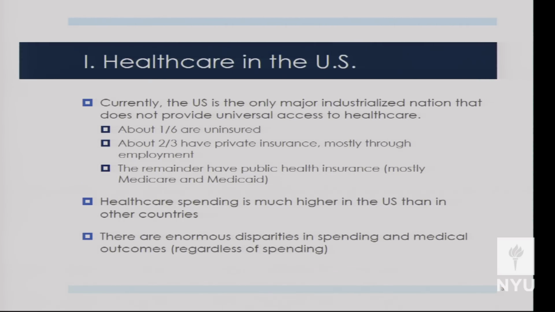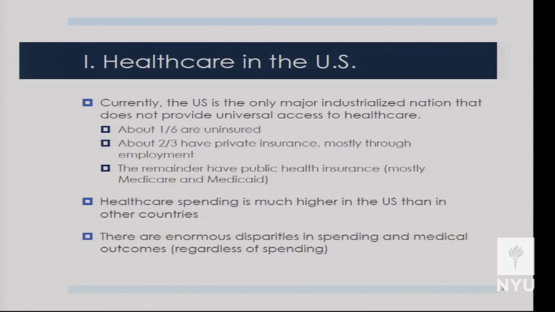Okay, so in the U.S., we are the only major industrialized nation that does not guarantee access to health care to all Americans. About 1 in 6 Americans are uninsured. Two-thirds of all Americans get health insurance through their employer. So employment-based health insurance covers 2/3 of Americans, and the remaining 1/6 get health insurance through either Medicare or Medicaid. So either they're elderly or they're poor, and that's on Medicaid.